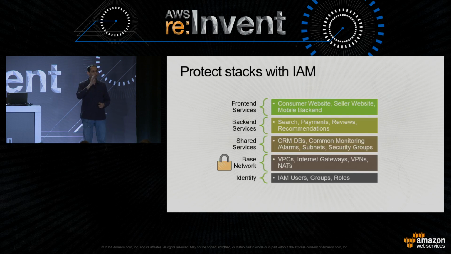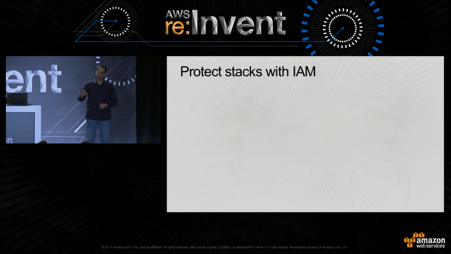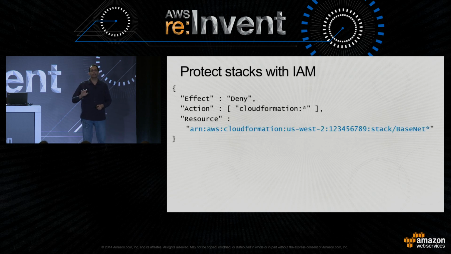Let's go back to the original layered architecture example. Let's say you have a very important network stack with your VPC settings, subnet settings, that you don't want accidentally changed. When your web developers are creating and deleting web applications, you don't want them to click on the network stack and delete it. You can do that by setting up an IAM policy. Once you have the network stack, you can set this IAM policy which denies anyone access to do modification on that network stack.